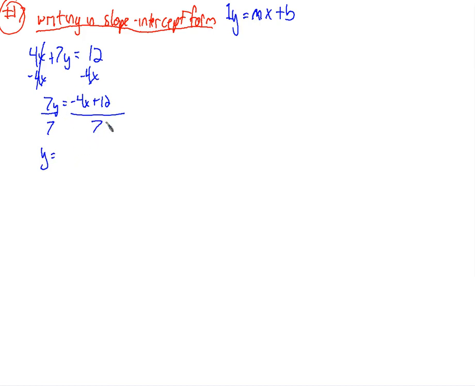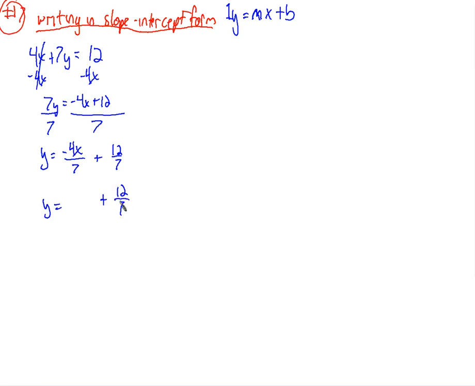This is a tricky thing right here. What we have is we want 1/7 of this. As I've said before, division distributes just like multiplication. So we need to distribute the division to both of these things. We need negative 4x divided by 7 plus 12 divided by 7. Let's not try to figure out what decimal this is. Let's just be fine with it being a fraction.